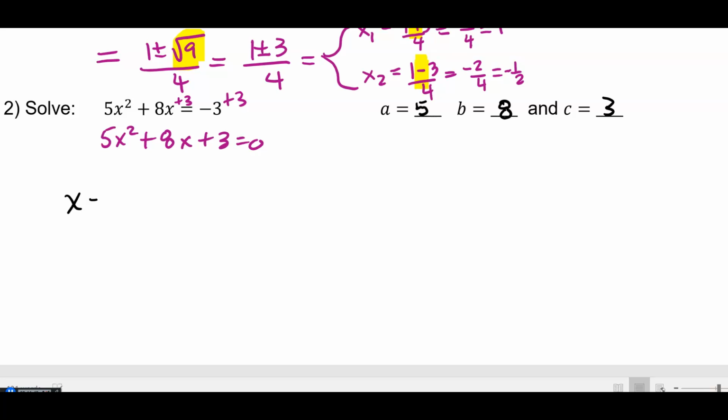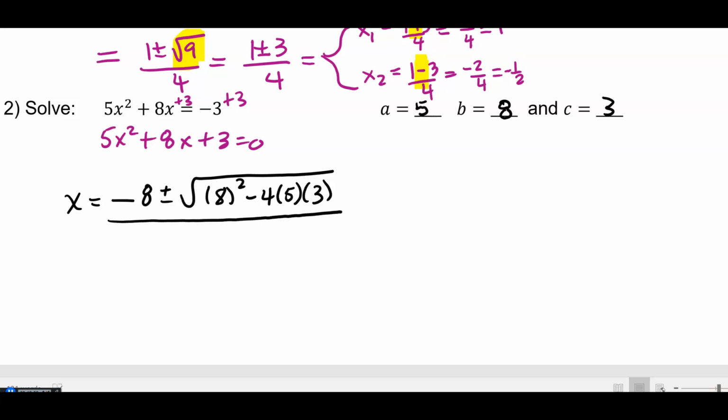So in the quadratic formula, you have negative B, and that is 8, plus or minus the square root of 8 squared, minus 4 times A times C. A is 5, C is 3. All divided by, make sure you extend that line even over the negative 8 plus or minus, divided by 2 times 5.